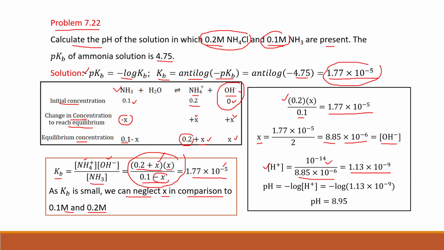Now the concentration of hydrogen ion we have calculated. With the help of this, we can find out pH. So pH is equal to minus log of hydrogen ion concentration. Put the value and solve it. We will get pH is 8.95.